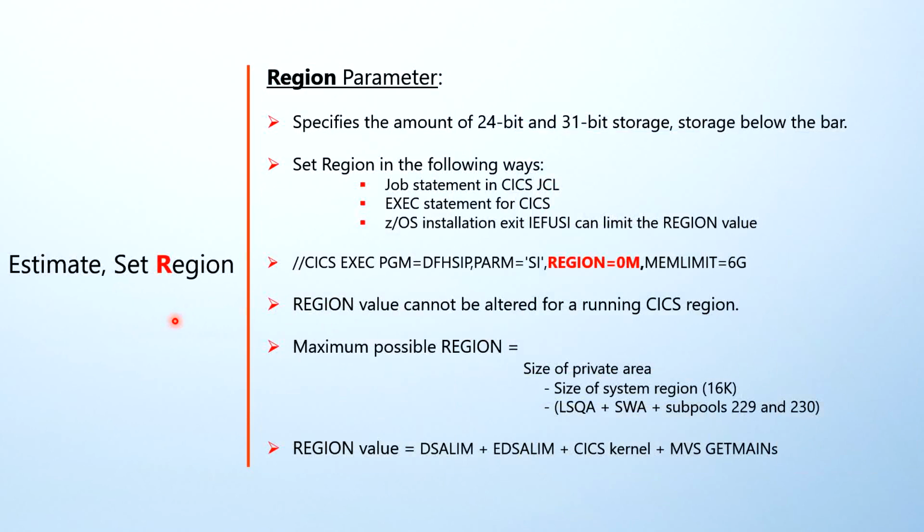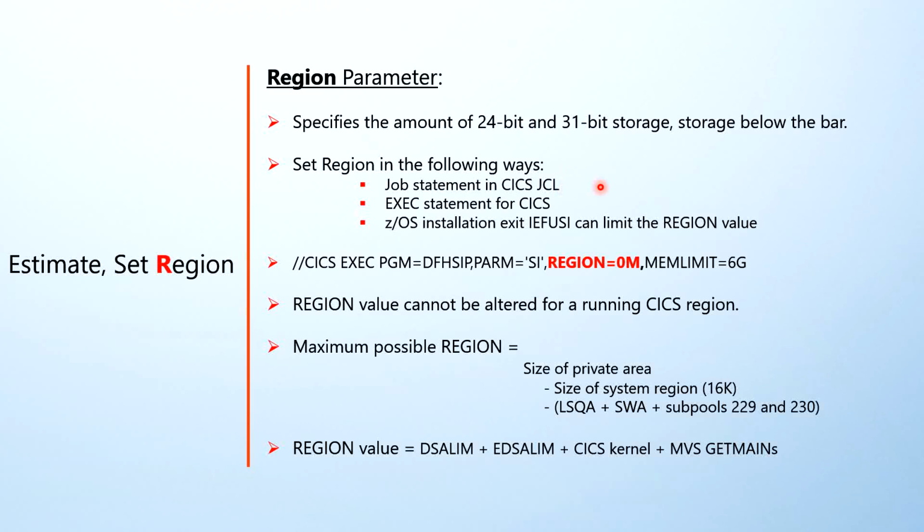First, let's talk about the REGION parm, which we have seen in the previous slide. The region parameter is one of the important parameters, not just for CICS alone, but for any job which you run in your mainframe world, whether it is logging into your TSO or running a job or any other subsystem. You need this region parm. This region parm specifies the amount of 24-bit and 31-bit storage, that is the storage below the bar. So this is the one which specifies how much storage you need for bringing up your CICS region.